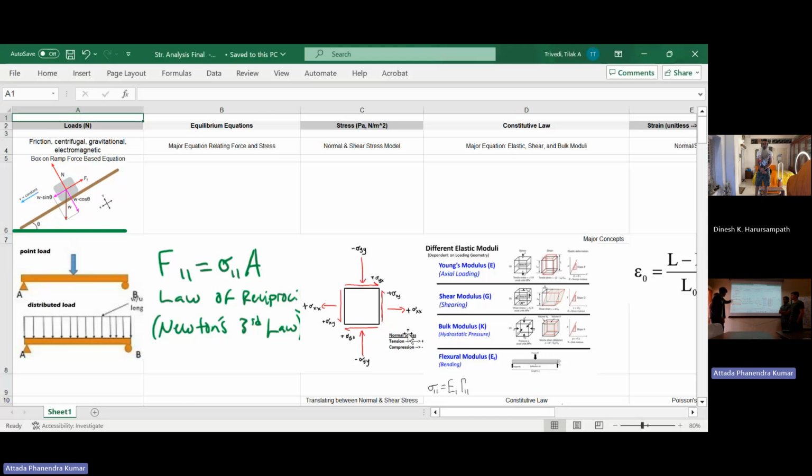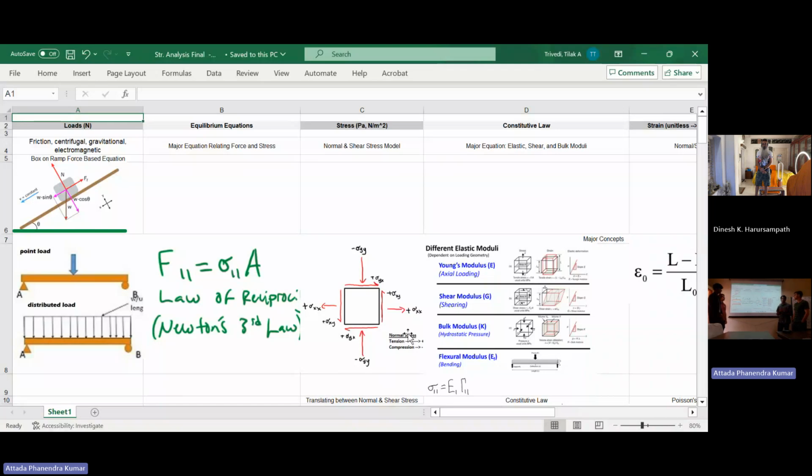And then down here we have point load and distributed load. This is used pretty often in structural analysis. A lot of basic concepts. And so when we talk about forces, we want to translate it specifically to stresses that are on our structure. And so we're using, as we mentioned in class actually, the law of reciprocity, which is cut off here.